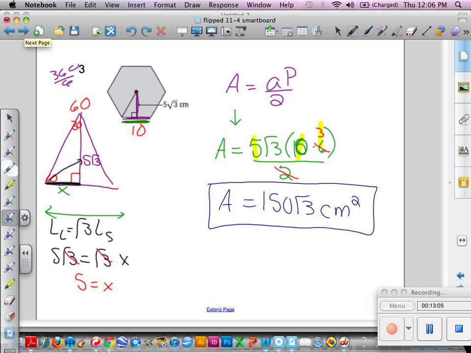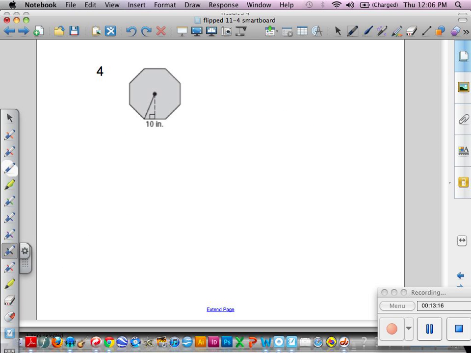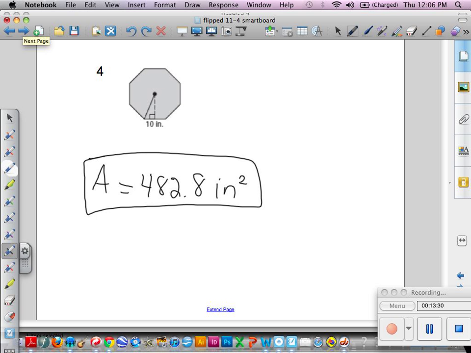I know that you have another one on your lesson sheet, but I'm not going to continue. If you'd like to try that one on your own, you may go ahead. I'm going to write that answer on the board here. That area is 482 8/10 inches squared. So if you want to give that one a try to see whether or not you understand how to find the area of regular polygons, you're more than welcome to.